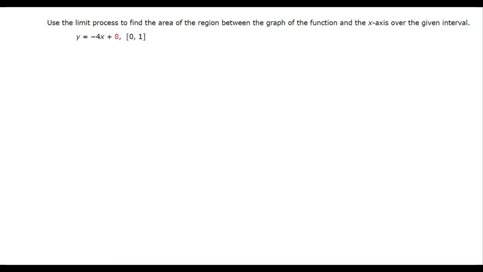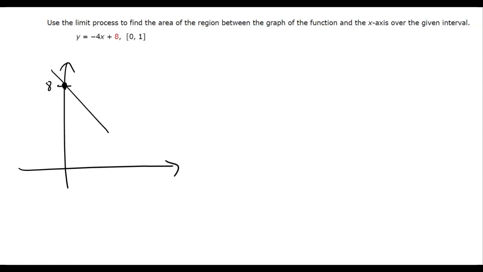Okay, so to find the area under this curve, there's a couple easier ways than what I'm about to do, but just for the practice of this, using this limit process, it always helps to graph. So I'm going to graph this guy, negative 4x plus 8. That's the value of 8, sloping at negative 4. Doesn't have to be super accurate. We'll call that 1, and it keeps going. Not the best graph, but it gives you an idea because I'll use this to help explain this process.